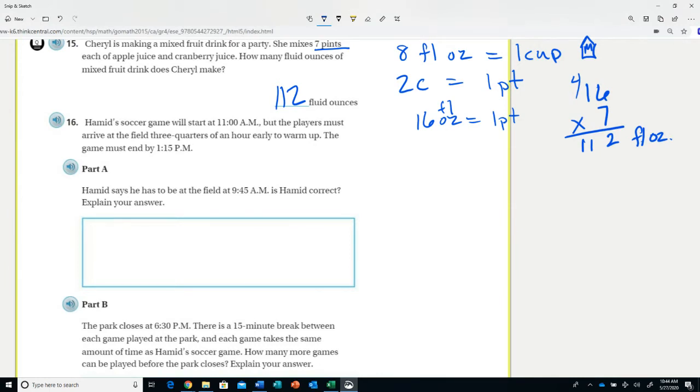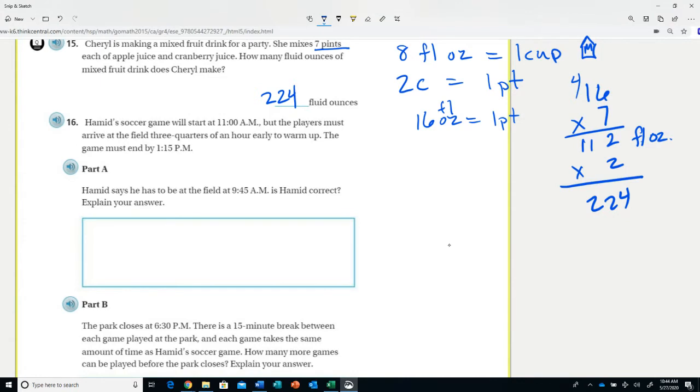Oh no, wait. I'm sorry. We got to add. It's times 2. This is why you go back to the question, people. She mixes 7 pints of each. Oh, I only have 1. I knew it sounded wrong. So that's also one of the things of doing this twice. 224 fluid ounces. So while I'm here, let me just show you how I did this the first time.